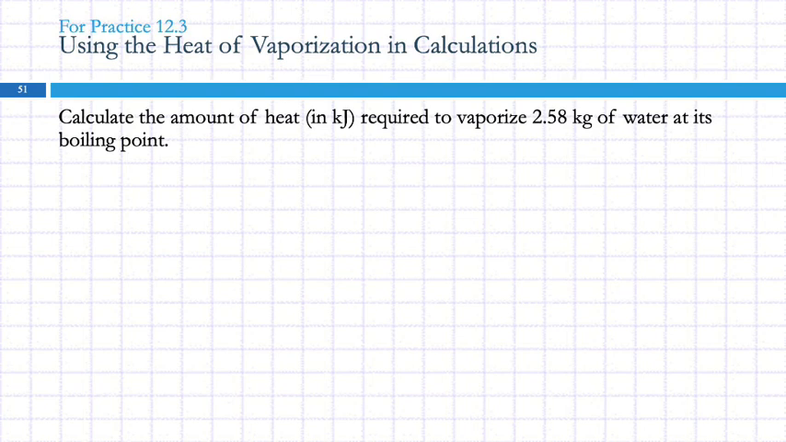Calculate the amount of heat in kilojoules required to vaporize 2.58 kilograms of water at its boiling point. So we're given the value 2.58 kilograms of water, and we're asked to find the heat in kilojoules.